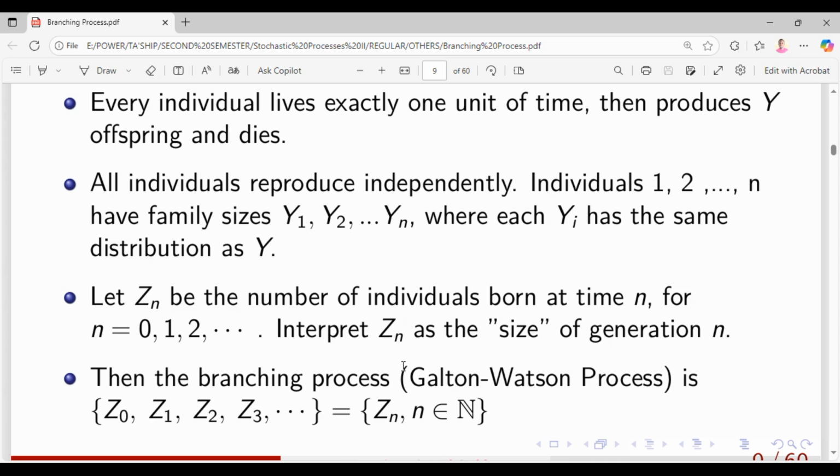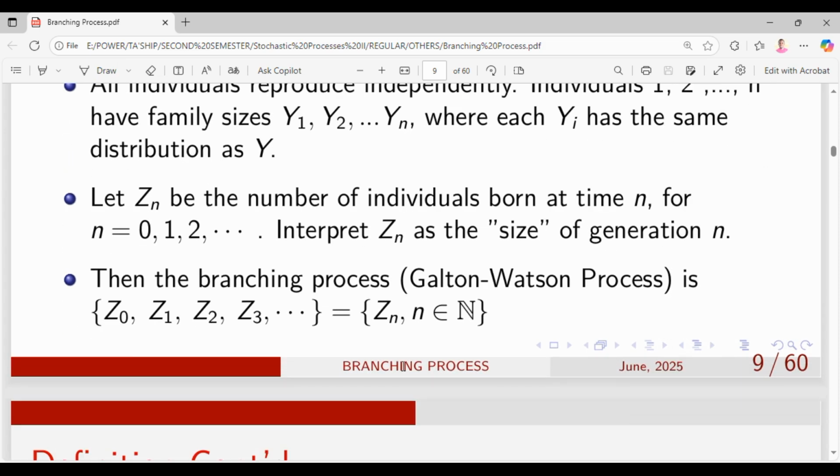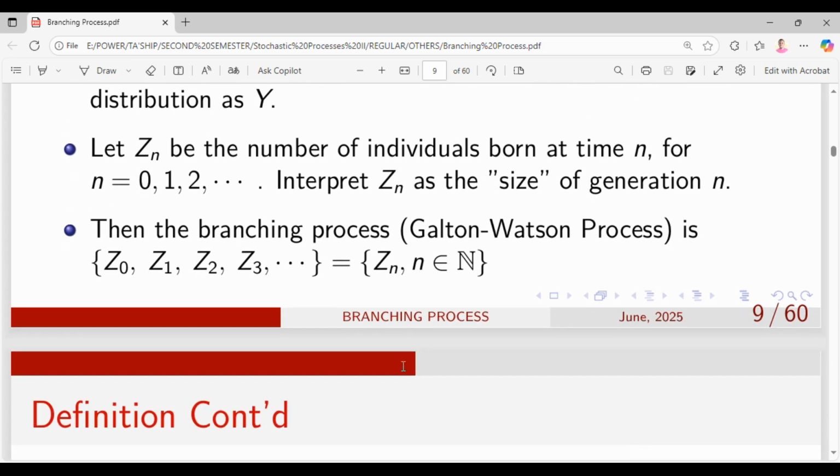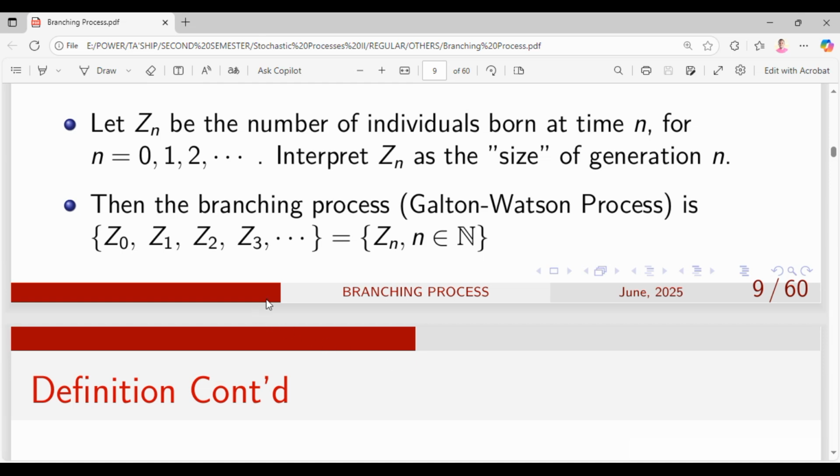Okay, good. So the branching process is a stochastic process, a collection of random variables. So Z0, the initial individual, which we all know is 1, and the family size of this one is going to be Z1. This is the population size at Z1. Z2 is the generation population size at time 2, and so forth. This collection is what we call a branching process.